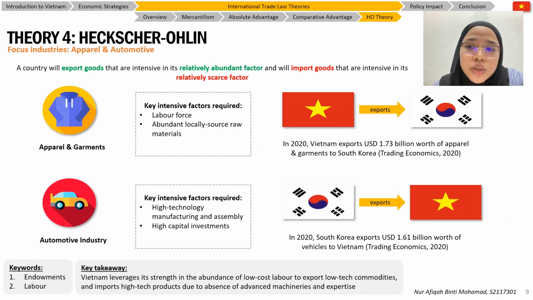On the other hand, South Korea is a globally recognized automotive maker. It has a lot of high-tech industries or factories to manufacture vehicles and also assemble high-tech vehicles, including electric vehicles. It has the required skilled human capital resources, and most importantly, it has the money through local and foreign investments to do so. So to conclude, a country such as Vietnam will export apparel and garments that are intensive in its relatively abundant factor, and will import goods, in this case automotive products, that are intensive in its relatively scarce factor. So Vietnam exports something that they are good at manufacturing, and something that they are not good at, they will just continue to import. In this case, the HO theory clearly explains the situation between the apparel and garment industry versus the automotive industry in Vietnam.